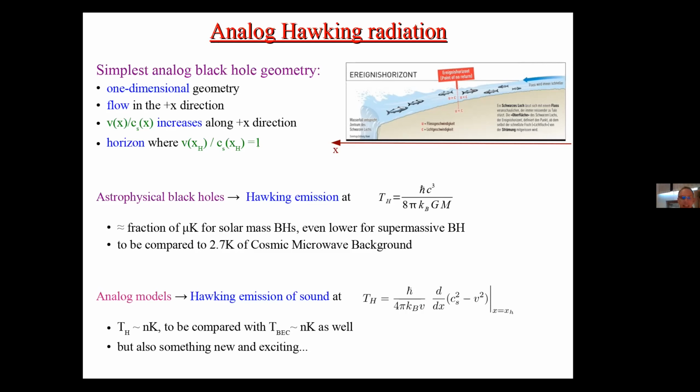So it is something very hard to observe in astrophysics. On the other hand, in the analog model context, there is the analog Hawking emission of sound, which is foreseen at this temperature, written here, which turns out to be in the nanokelvin range, which is to be compared with the temperature of actual ultra-cold atomic clouds, which can be in the same nanokelvin range. So this is something hopeful to investigate experimentally, because it's not a completely crazy temperature range.